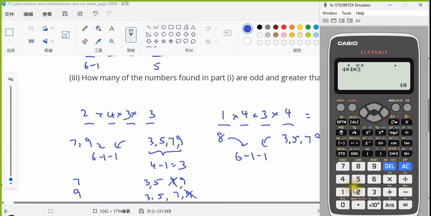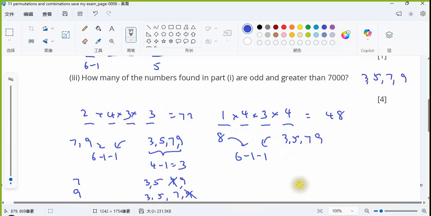So we have 2 times 4 times 3 times 3, which is 72. So 72 plus 48 is 120.